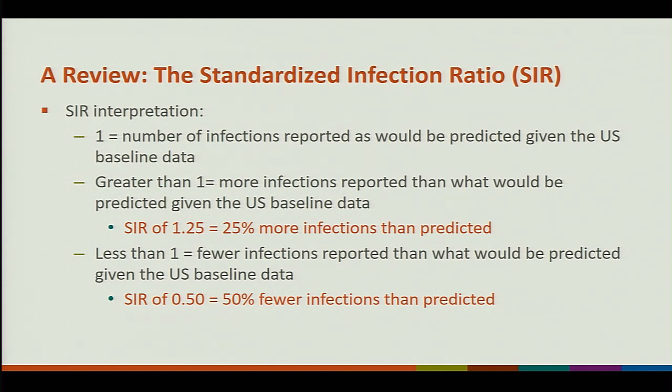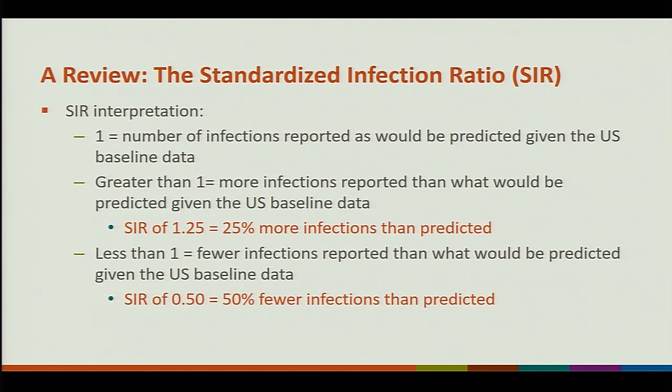An SIR of 1 would mean that the number of observed infections equals the number of predicted infections. So to put it another way, the infection rates in your facility or location are similar to the US baseline data with risk adjustments. If your facility, let's say, has an SIR over 1, that means your facility has more infections than what would be predicted for your facility after taking into account risk associated with that HAI, such as the size of your hospital or your teaching status or even the location type.